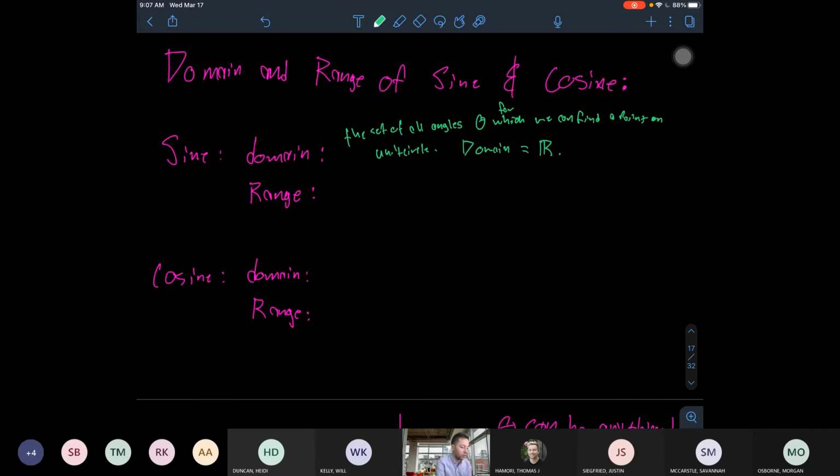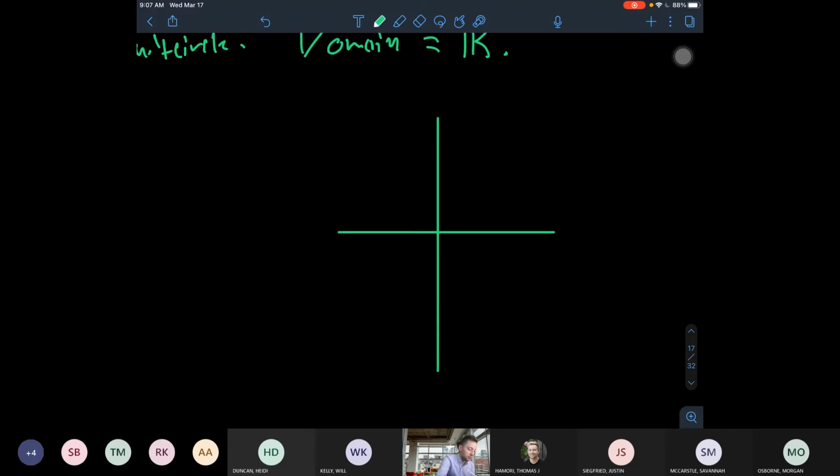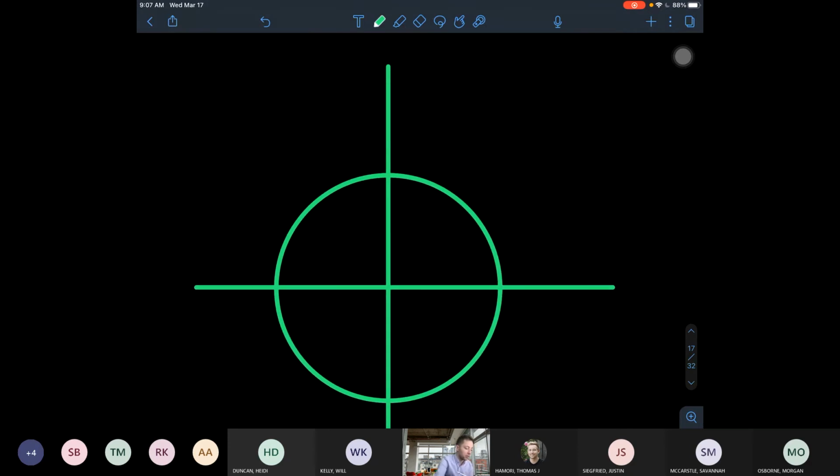Okay, and that works for whether we're using degrees or radians or whatever. It's just a matter of scaling. Okay, and then the range of sine, if we draw back our unit circle here, remember the range is going to tell us, for all possible inputs of x, what are all of the possible outputs of sine of theta?